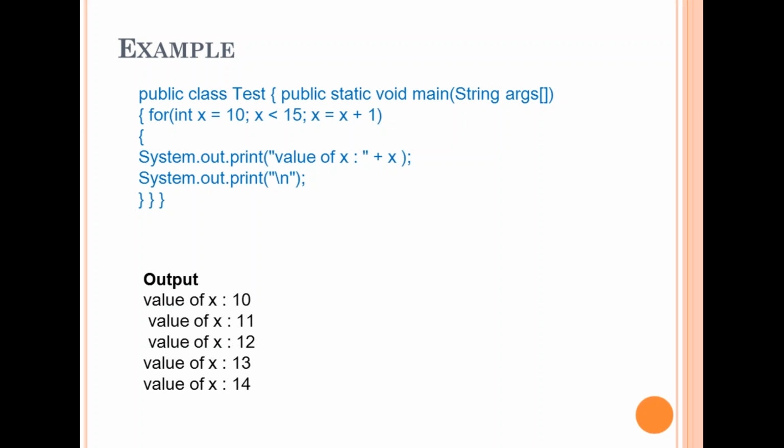So the initial value of x is 10. So the first output is 10, and the second time when the for loop is executing again, x plus 1, that's 10 plus 1, now the x value is 11, it is still less than 15, and so on. We have 5 values printed. When x is equal to 15, 15 is not less than 15, hence the loop breaks at 14.